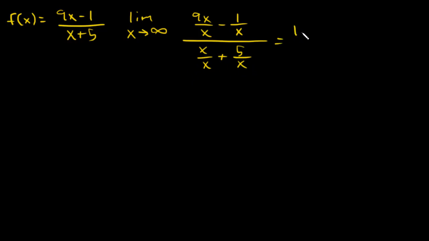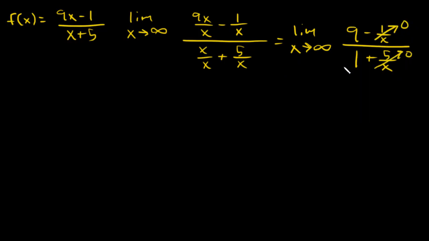That's going to give me the limit as x goes to infinity of 9 minus 1 over x over 1 plus 5 over x. Okay? These are going to go to 0 when I apply the limit. What am I going to be left with? I'm going to be left with 9 over 1, which is 9. That is where I have my horizontal asymptote. Ha! That is right where it's located.